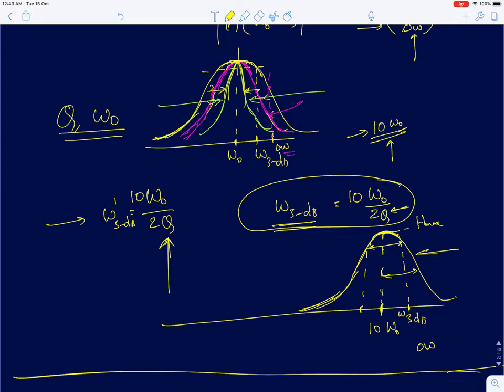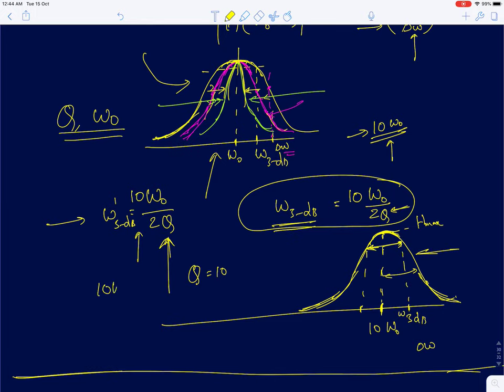So now when I look at it around 10 omega naught, it's going to spread wider than what it was for omega naught for the same Q. So if I keep this Q same and just increase the center frequency, then the 3 dB bandwidth is going to increase. Which is why, if I want to have the same narrowness or selectivity or rejection as it was for the case omega naught, then I have to increase the Q by 10 times.